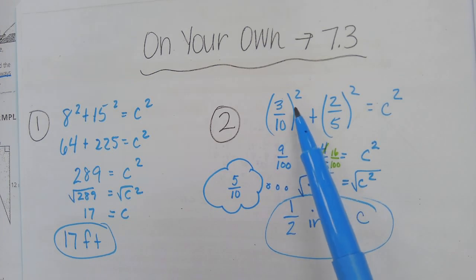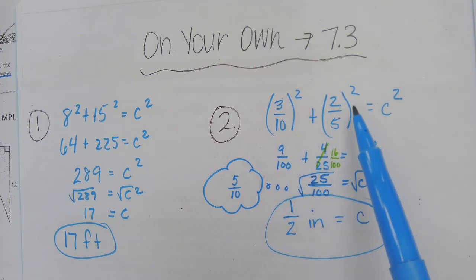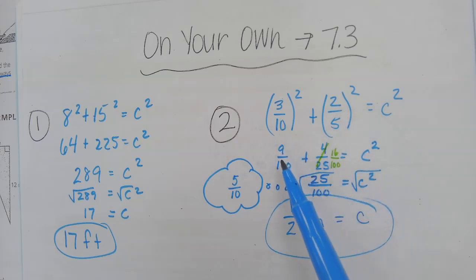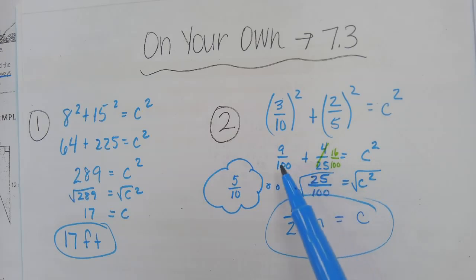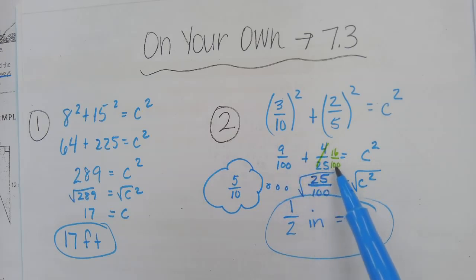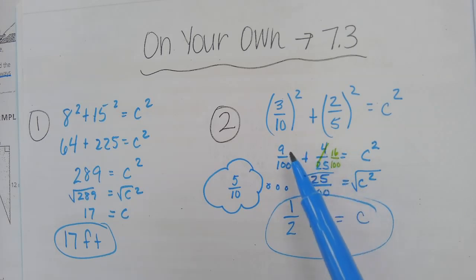Now with fractions, we're going to do the same thing. So 3/10 squared plus 2/5 squared gives me 9 100ths and 4 25ths. But to add fractions, remember you have to get a common denominator. So I'm going to make this into hundredths. 25 times 4 is 100. 4 times 4 is 16. 16 plus 9 is 25.